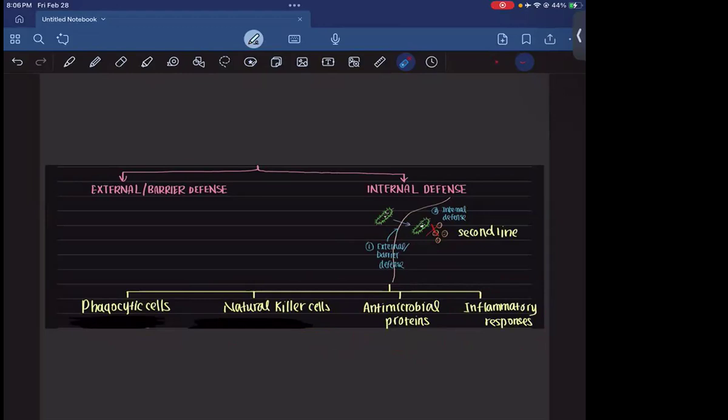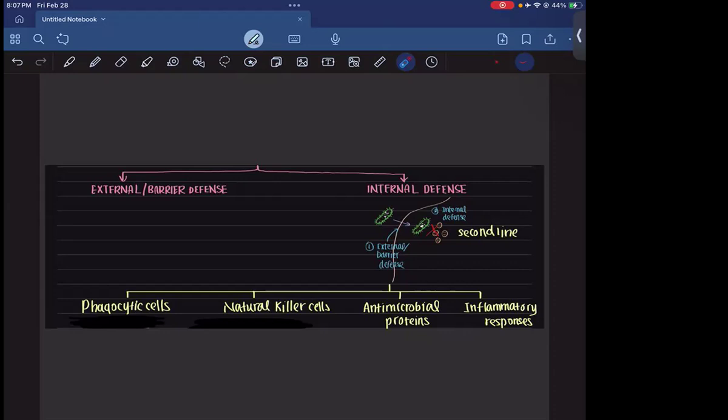So when a pathogen enters inside the body, if it surpasses the external or barrier defense, what are the internal defenses it can encounter? It can encounter the phagocytic cells. It can encounter the natural killer cells. It can encounter the antimicrobial proteins, or there can be some inflammatory responses occurring. So these are the four types of internal defenses. Repeat after me again. What are the four types? Phagocytic cells, natural killer cells, antimicrobial proteins, and inflammatory responses.